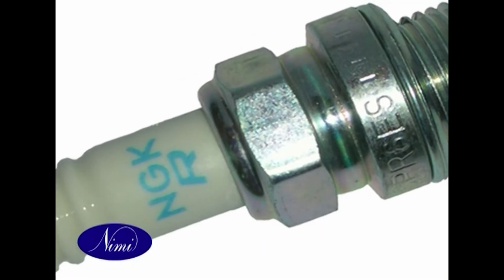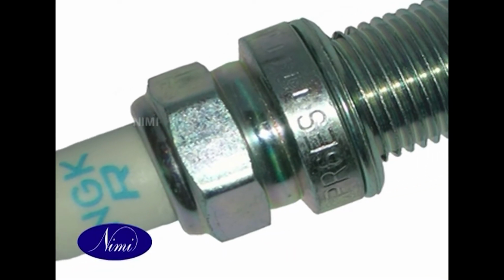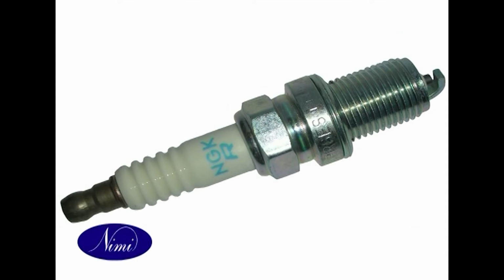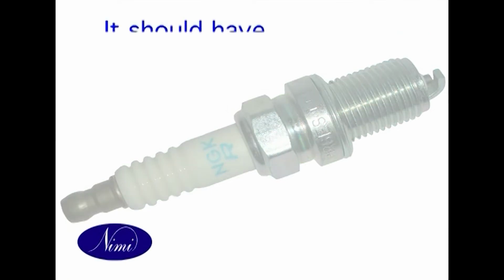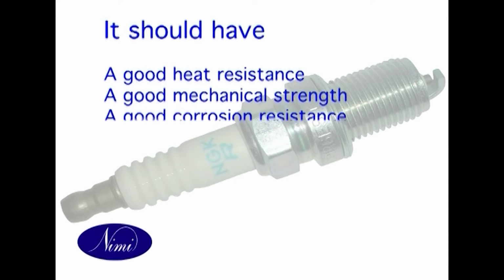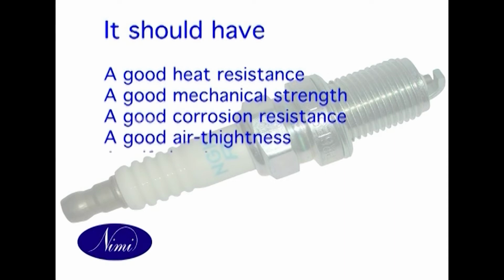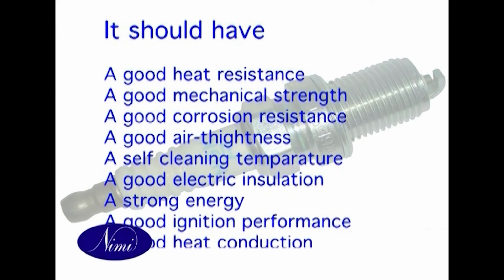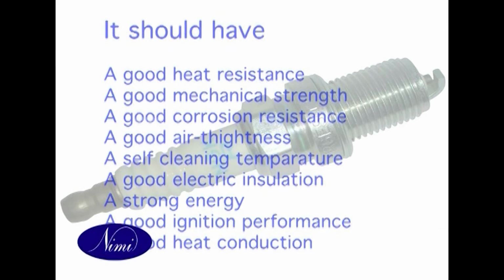Shell. The shell is the metal part surrounding the insulator and has threads at the bottom that firmly fit into the cylinder head. Characteristics of a good spark plug are: it should have good heat resistance, good mechanical strength, good corrosion resistance, good air tightness, it should keep the self-cleaning temperature, have good electric insulation performance, strong energy, good ignition performance, and good heat conduction.